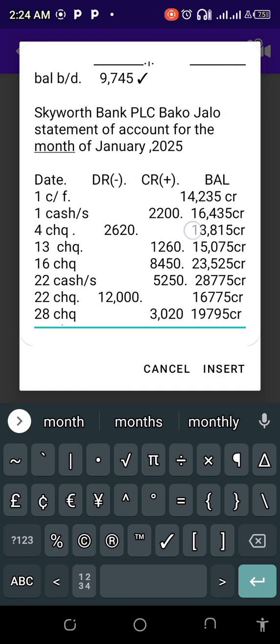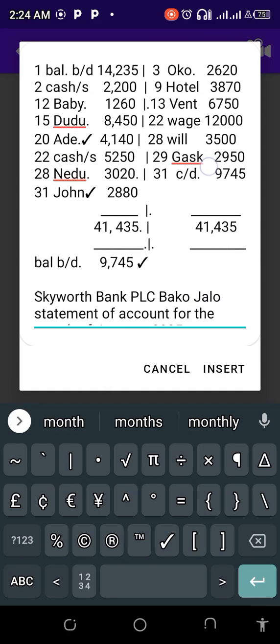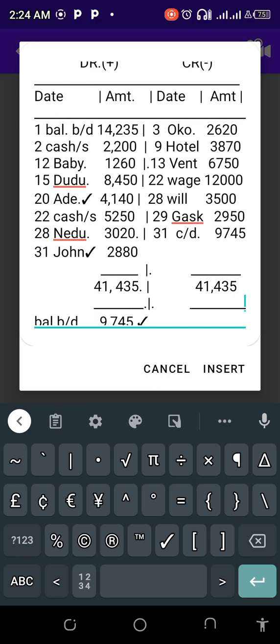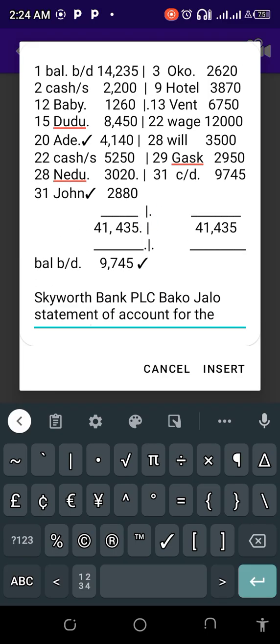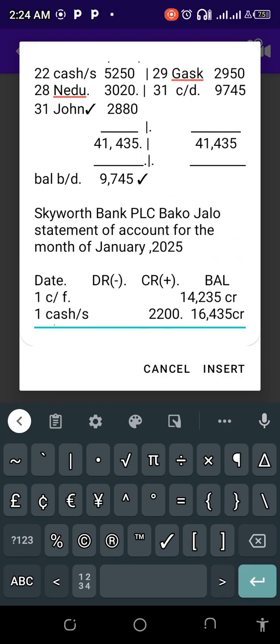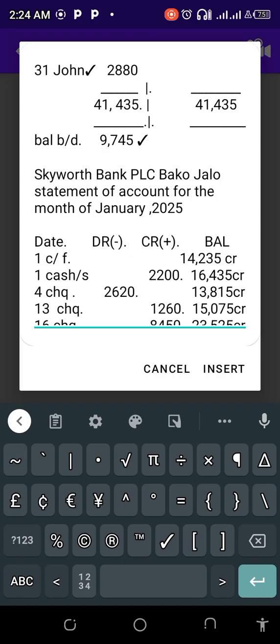Any of these checks that have been paid on the credit side of the cash book, and we can't locate them or they are missing on the debit side of the bank statement, are unpresented checks. So let us try to locate them.